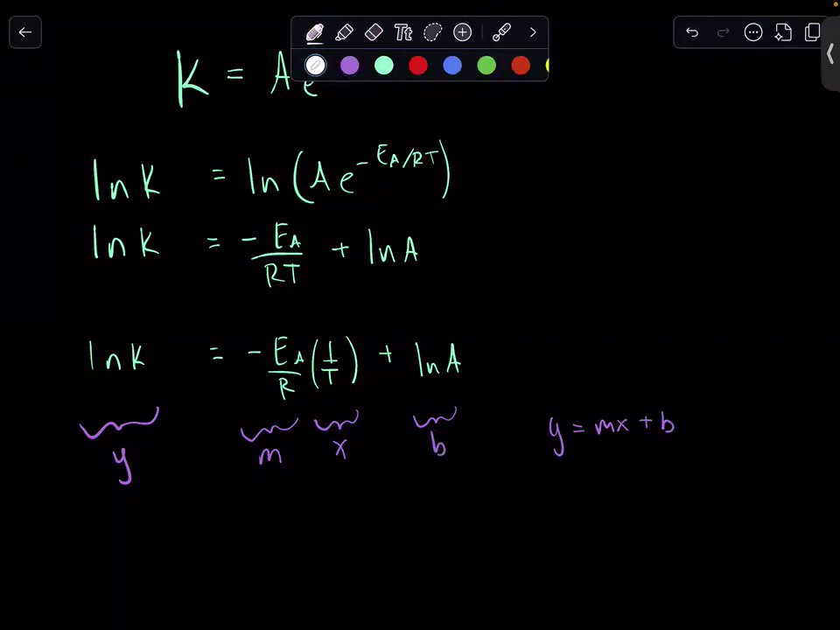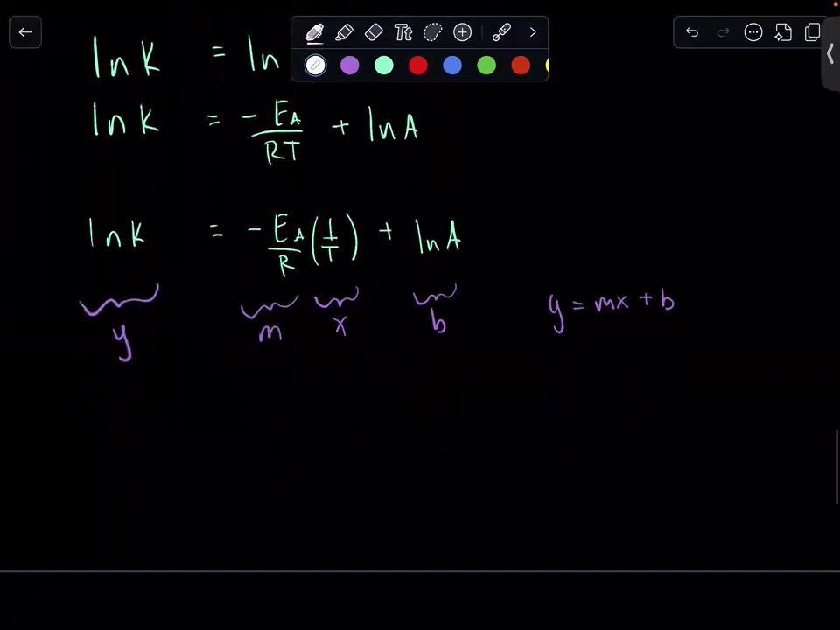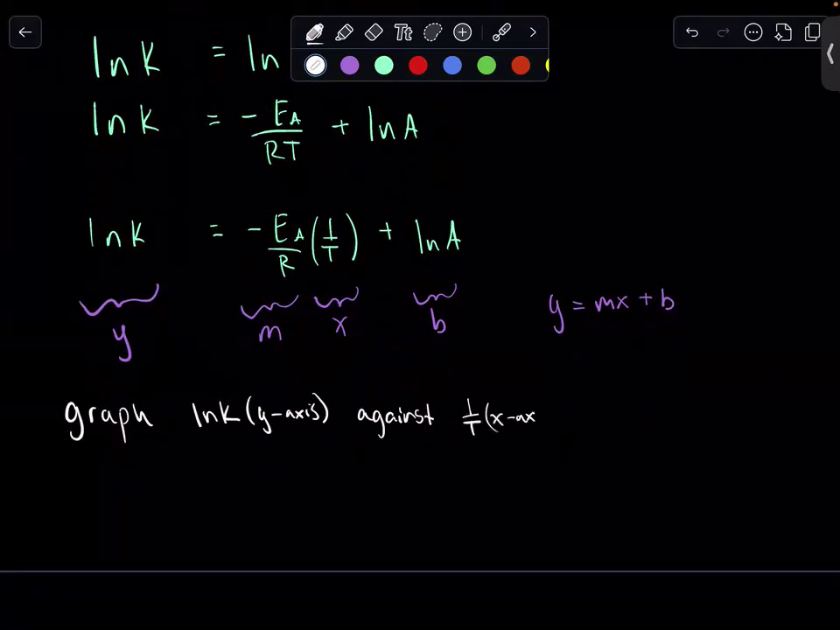So what this means is that we can graph this as a linear plot. If we specifically graph the ln of k on the y-axis against 1 over T on the x-axis, we will get a line. This is known as the Arrhenius plot.